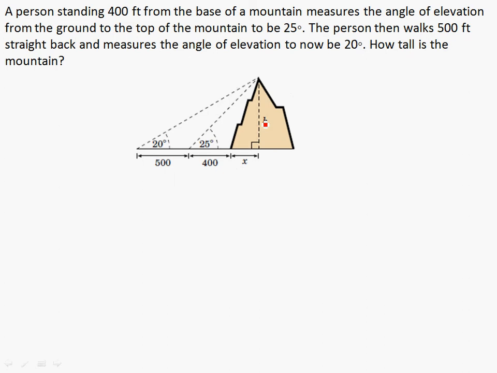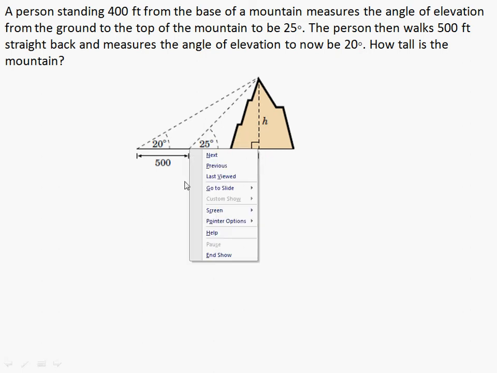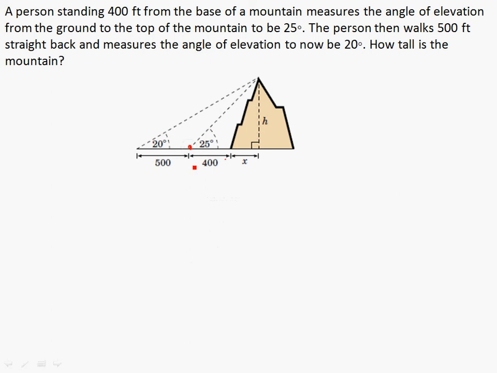So now here's a much more challenging problem. A person is standing 400 feet from the base of the mountain. So initially, I'm standing right there. 400 feet to the base of the mountain, an angle of elevation of 25 degrees. So what they gave to me here is a triangle that looks a little bit like this, with this one being 25, and this is the height of the mountain. And what's the length from here to here?